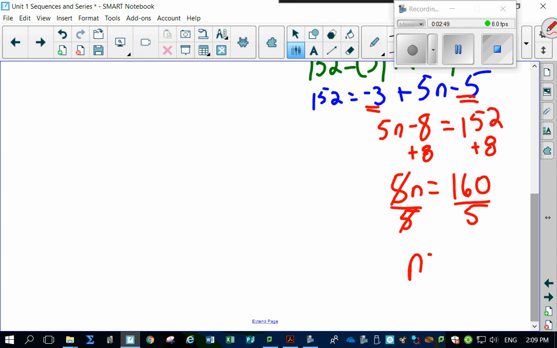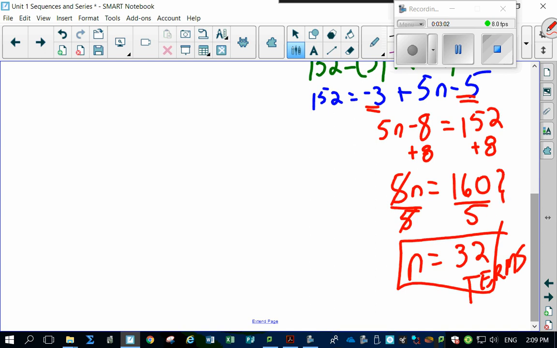5 into 16 goes 3 times, leaving 10 left, 32. That means there are 32 terms. There you go. Now, if you couldn't do this in your head like I did, go and use a calculator. There's no problem. There's no embarrassment by that. Make sure you get the right answer. Okay, so I got 32 terms. That's how many terms this is.